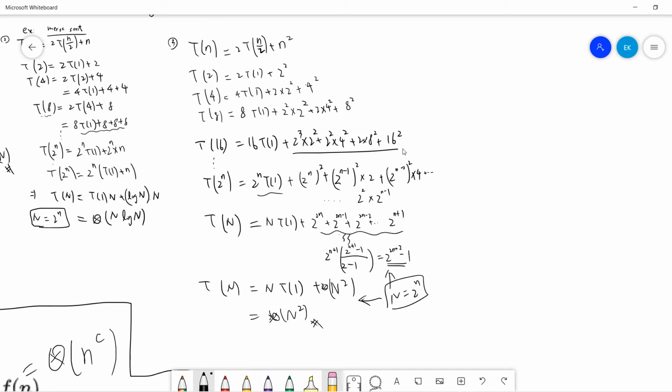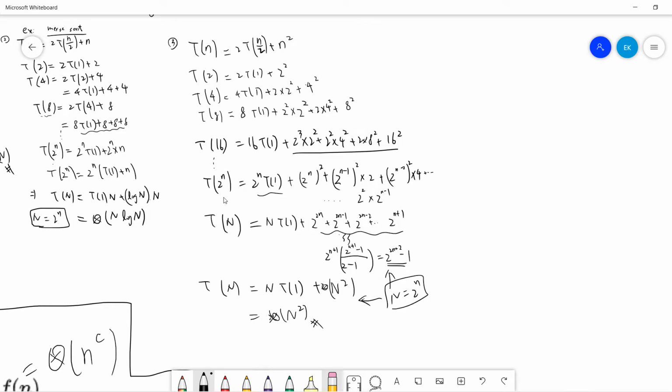So you can go to T(2^n), and you see that it's 2^n T(1) plus 2^n squared, plus (2^(n-1)) squared times 2, plus (2^(n-2)) squared times 4, and then up to here. And this is a geometric series, and the starting point is like 2^(n+1), and then there are, let's say, n terms. And then you will get 2^(2n+2) minus 1, by the formula.